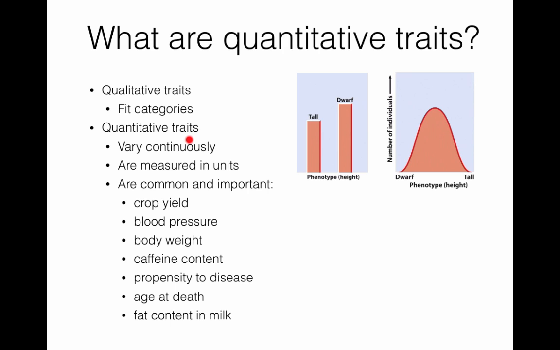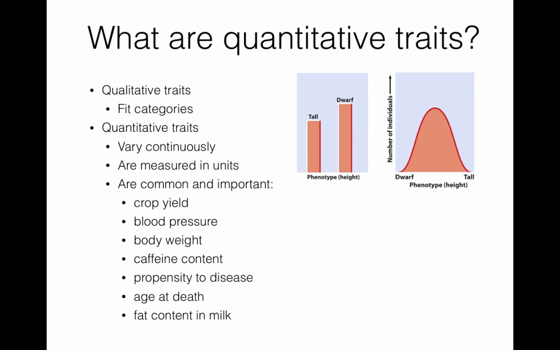Quantitative traits are different. They vary continuously, which means that we cannot put them in any category, but we have to measure them with a unit. And the unit here, from dwarf to tall, would be, for example, centimeters or inches. These are very common and they are very important. Crop yield, blood pressure, body weight, caffeine content, propensity to disease, age at death, fat content in milk. These are all traits that are useful for humans to consider and potentially to address.